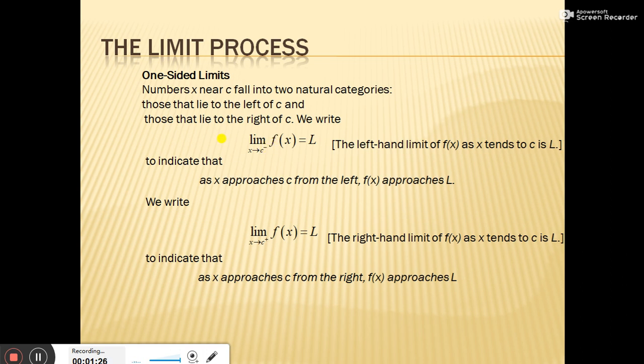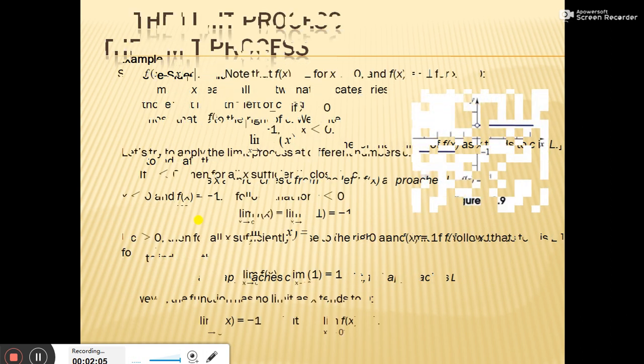As you have done, there are two types of limits, one-sided limits, that is the left hand limit and the right hand limit. In the left hand limit, we consider limit x tends to c negative, that means slightly less than c, and f(x) is equal to L. In the right hand limit, when x approaches c from the right, the value of f(x) is equal to L. And if the left hand limit and right hand limit are both equal, then the limit of the function exists. And if the left hand limit and right hand limit are not equal, then the limit does not exist.